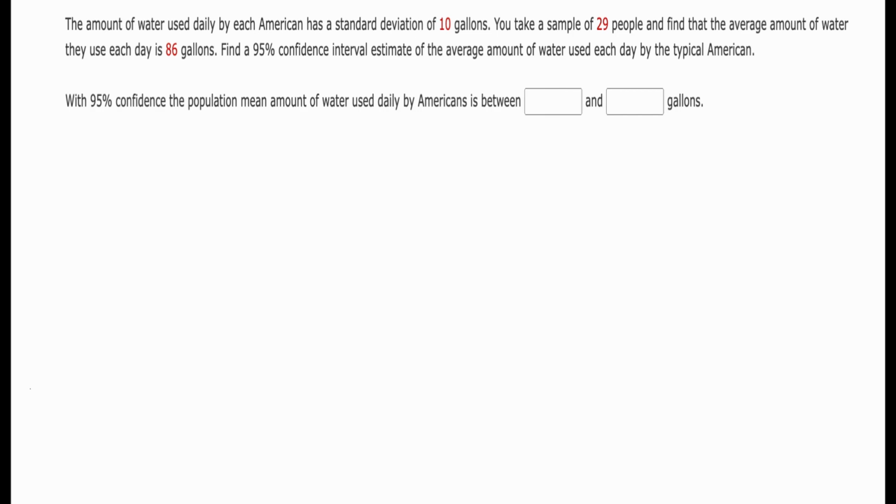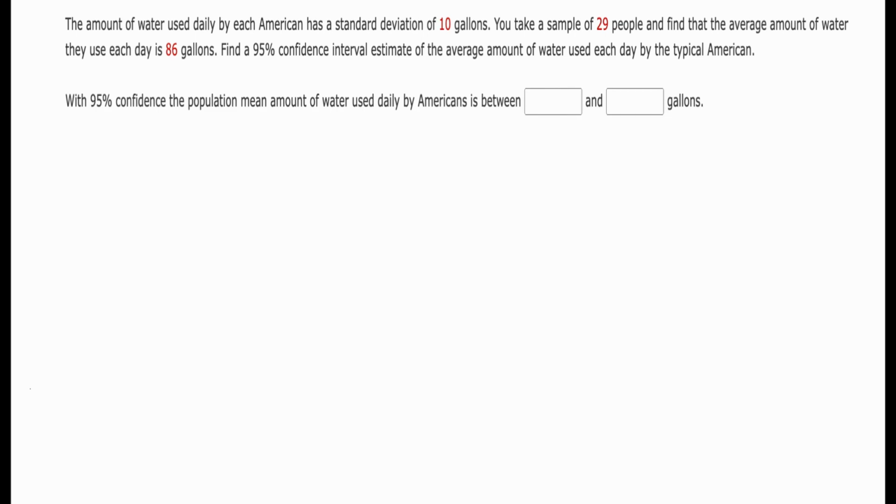The amount of water used daily by each American has a standard deviation of 10 gallons. You take a sample of 29 people and find that the average amount of water they use each day is 86 gallons. Find a 95% confidence interval estimate of the average amount of water used each day by the typical American.